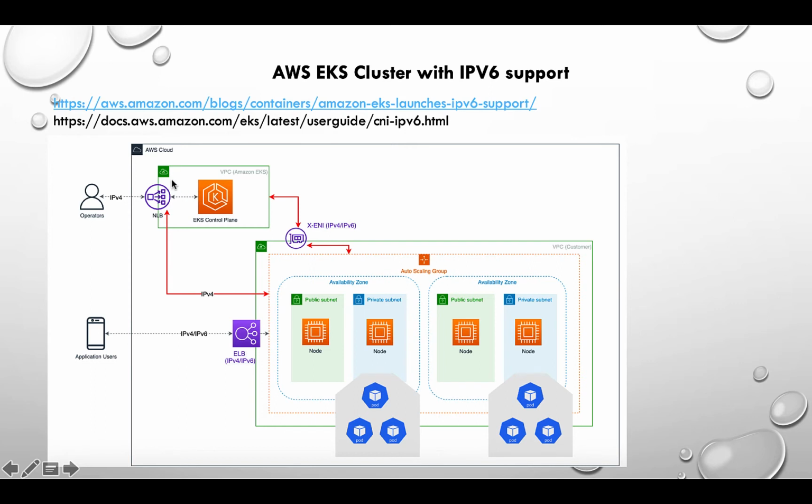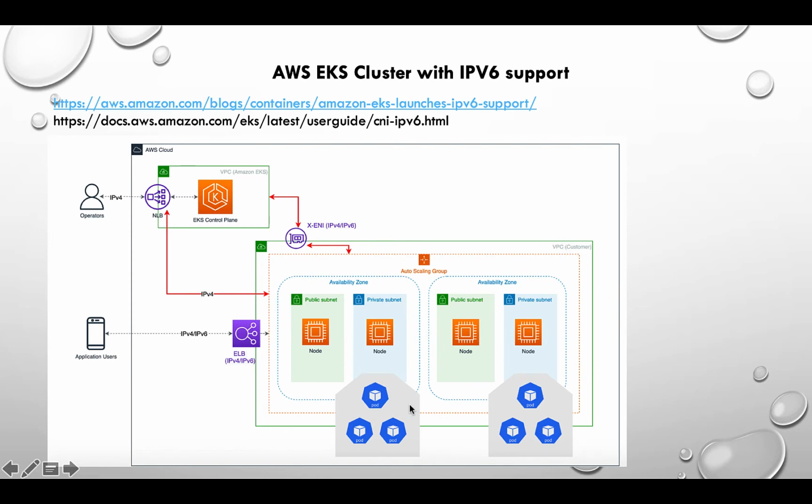That's what they're calling dual stack. The communication from outside, because of your NLBs and ELBs, is v4, and communication between your cluster and the worker nodes is also IPv4. So where does IPv6 come into the picture? It is this.